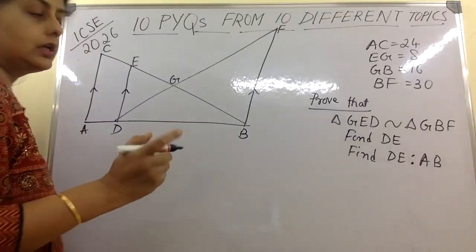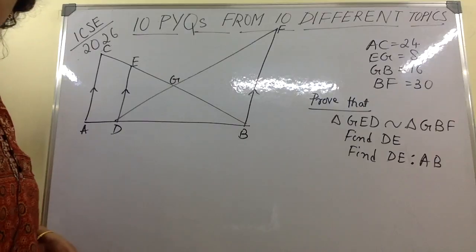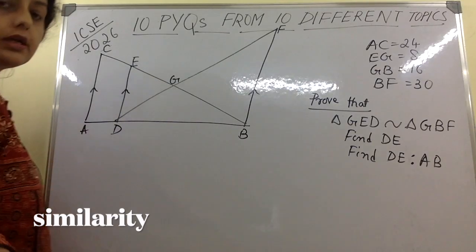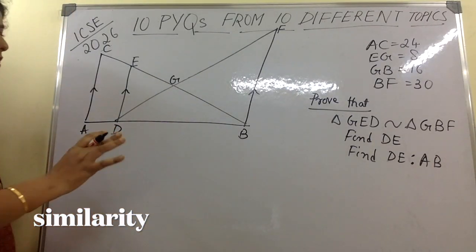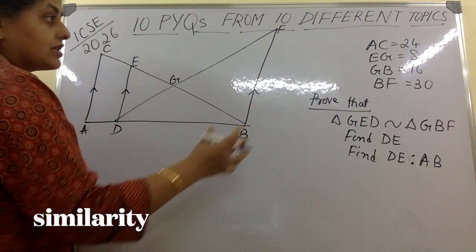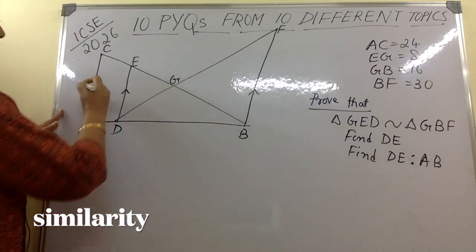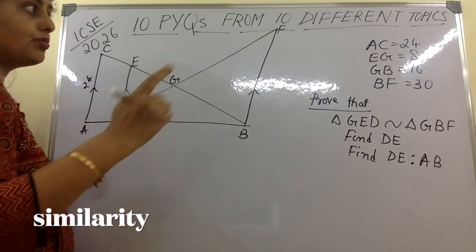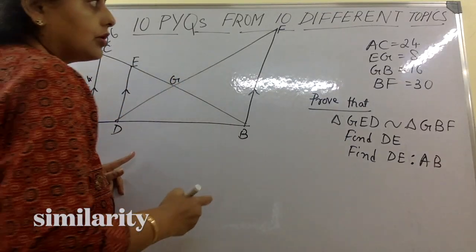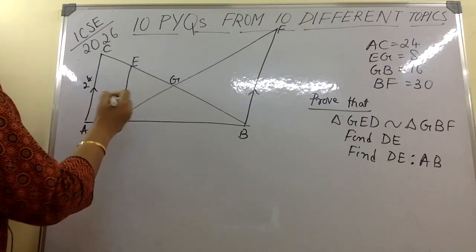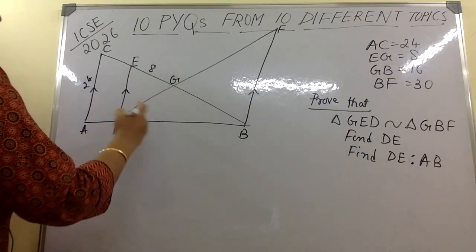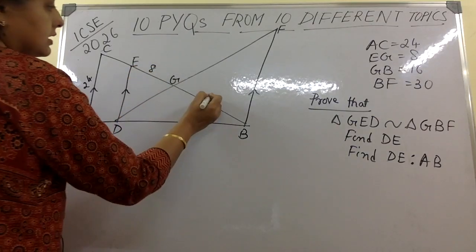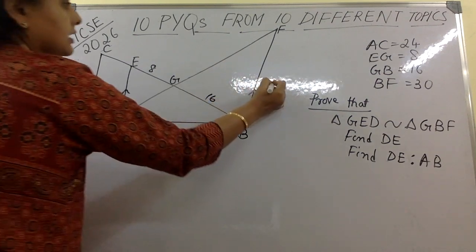Let's start. Here, this one is clearly from similarity. Now the question is this: AC is equal to 24. Put it down in the figure. You must copy it down from the question paper to your answer sheet. EG is 8, GB is 16, and BF is 30.